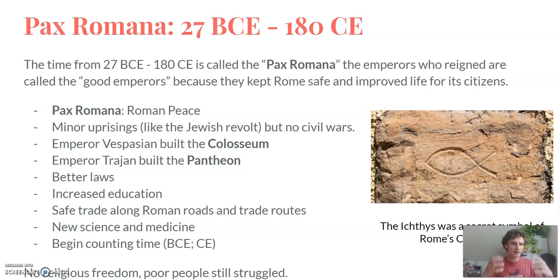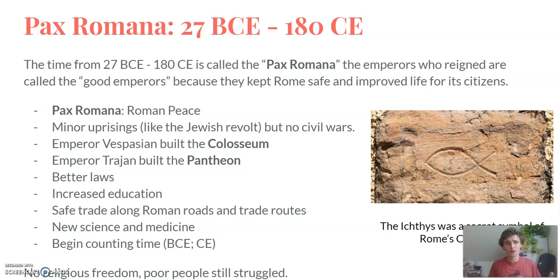Roman emperors made better laws. They increased citizenship during this time so that more people could be citizens. They increased education for Rome's children. They kept trade routes along Roman roads and across the Mediterranean Sea safe from pirates and bandits. There were new developments in science and medicine. They began counting time, so we have the BC-CE division. So for the most part, life is pretty awesome during this time.